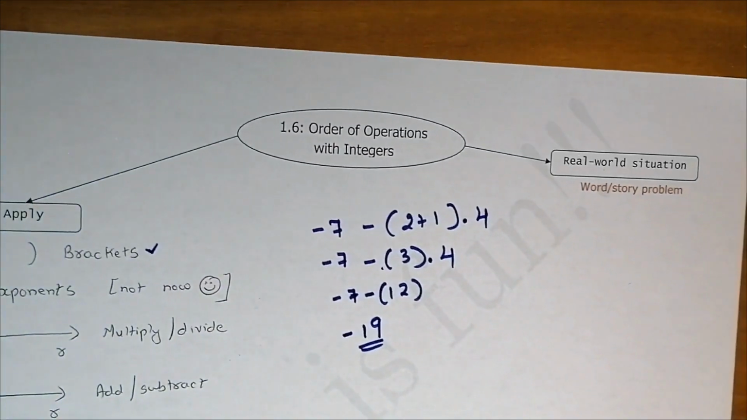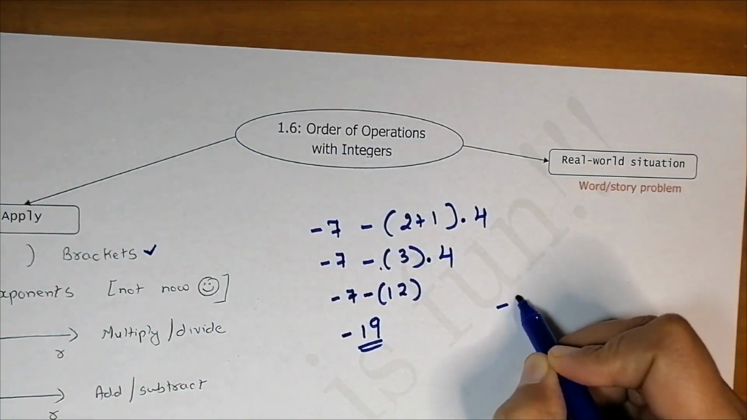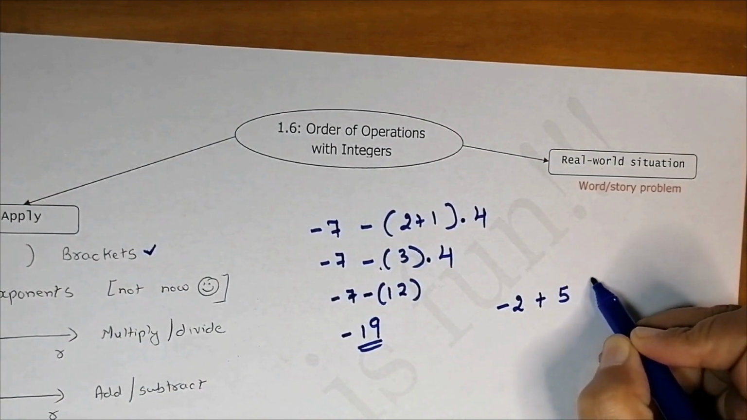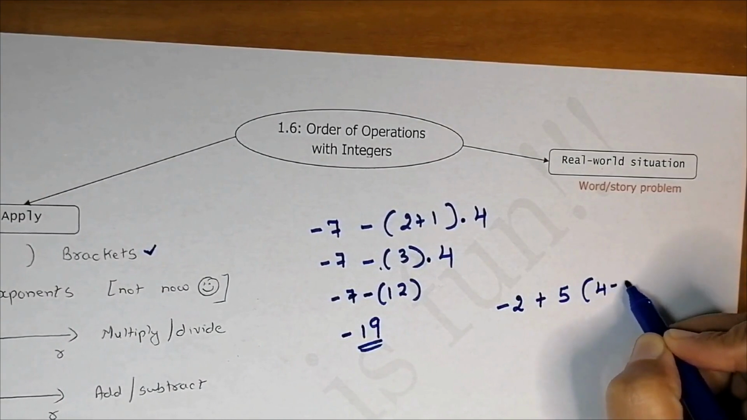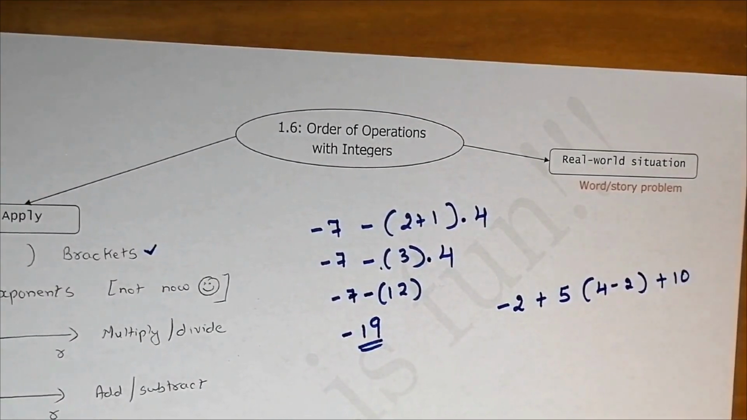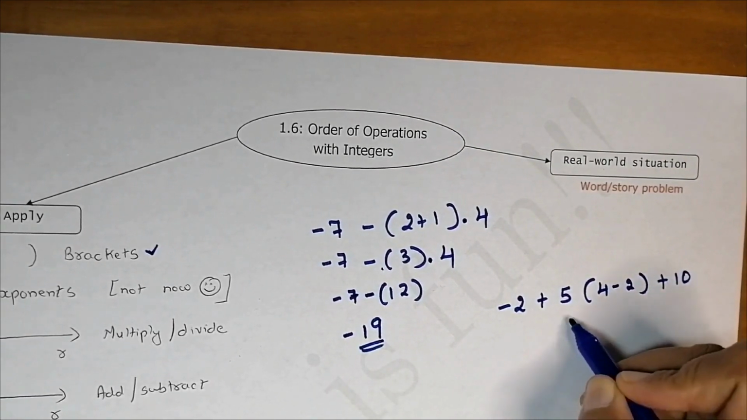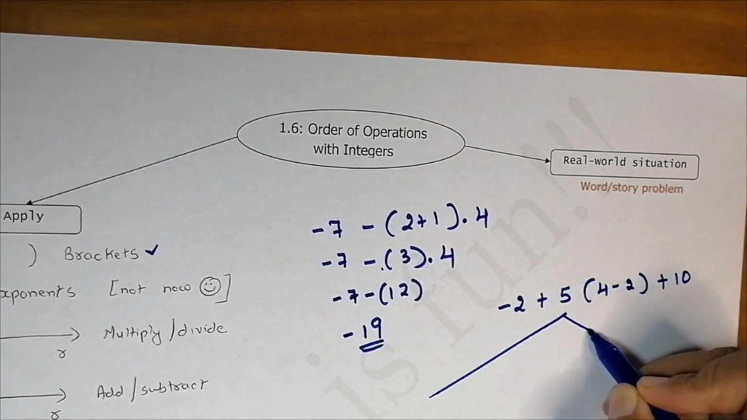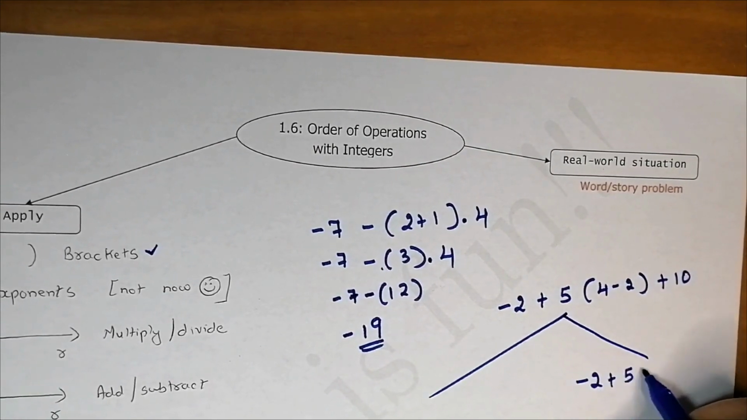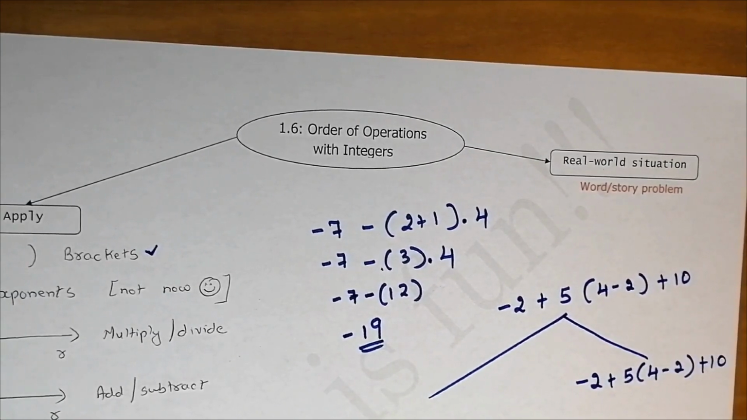Let's take one more example for better clarity. Let's say -2 plus 5, and let's have brackets now: (4 minus 2 plus 10). Now this equation we can solve in two ways. So let's do both ways here. I'll copy the equation first here so that I can use it easily and make things clear.